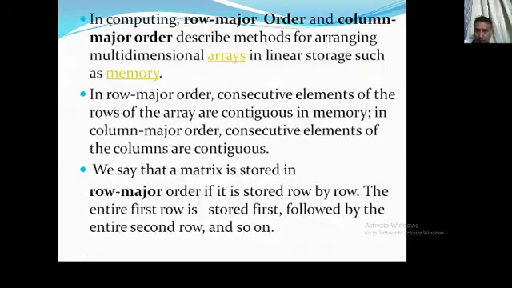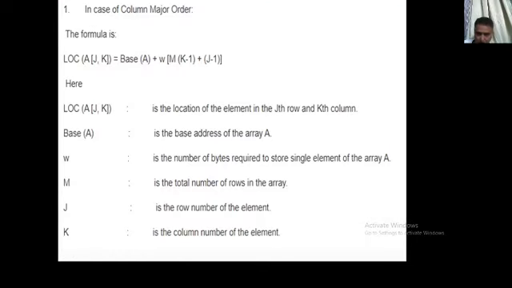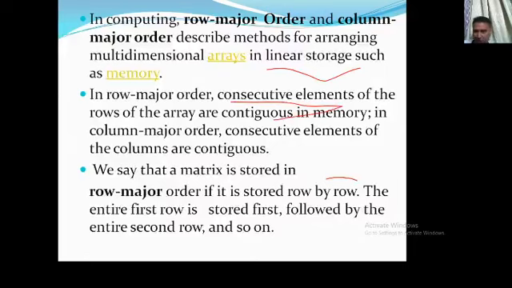Now in computing, row major and column major describe the method of arranging multidimensional arrays in linear storage memory. In row major, consecutive elements of the rows are stored continuously in memory. In column major, consecutive elements of the columns are stored in continuous locations. We say that the matrix is in row major order if it is stored row by row, that means the first row is stored first, followed by the second row. Column major is the same idea by columns.